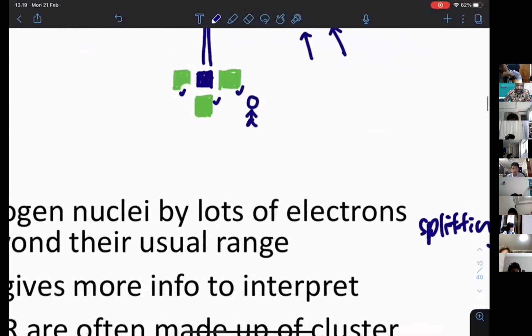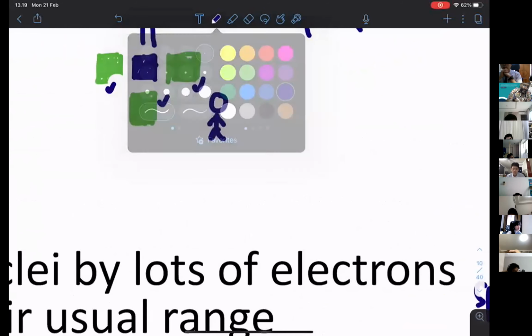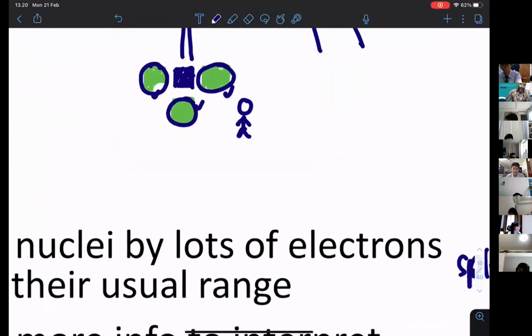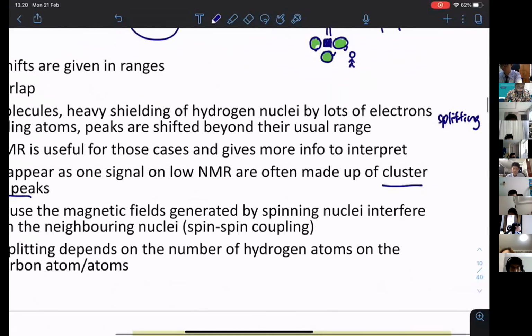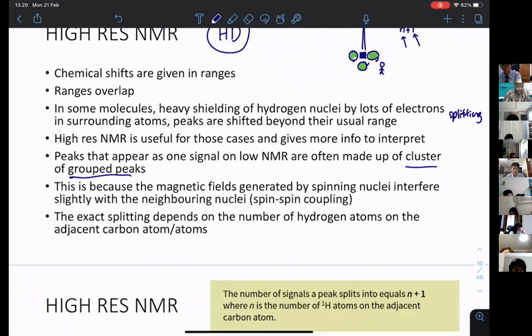So next time you have a lot of noise in your house and people complain, remember spin coupling. This is spin coupling, where they get disturbed and bring a police or someone else towards you. The splitting depends on the number of hydrogen atoms on the adjacent carbon atoms.